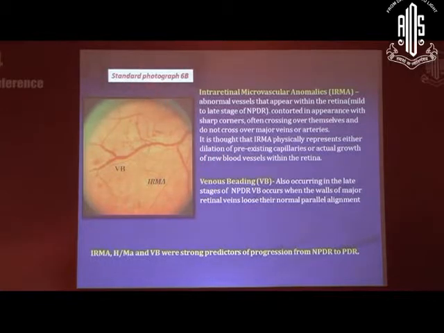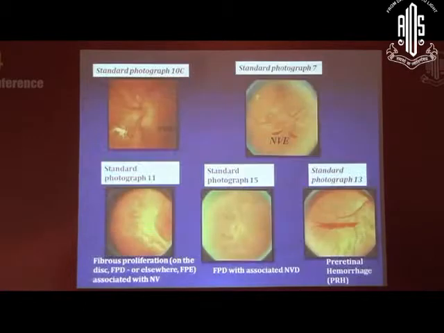Next, standard photograph 6B basically defined something known as intraretinal microvascular abnormalities. These are abnormal vessels which appear within the retina. You can see here, but they don't cross the major blood vessels. It is thought that IRMA represents either the dilatation of pre-existing capillaries or actual growth of new blood vessels within the retina. Another important and significant finding in diabetic retinopathy is venous beading, which also occurs in the late stages of NPDR. IRMA, hard exudates, microaneurysms, and venous beading are among the strongest predictors of progression from non-proliferative to proliferative diabetic retinopathy.